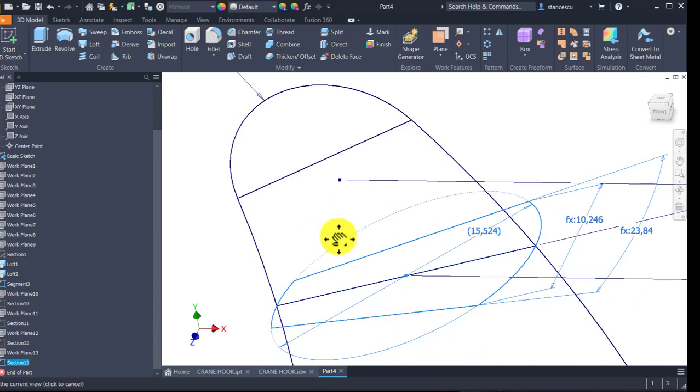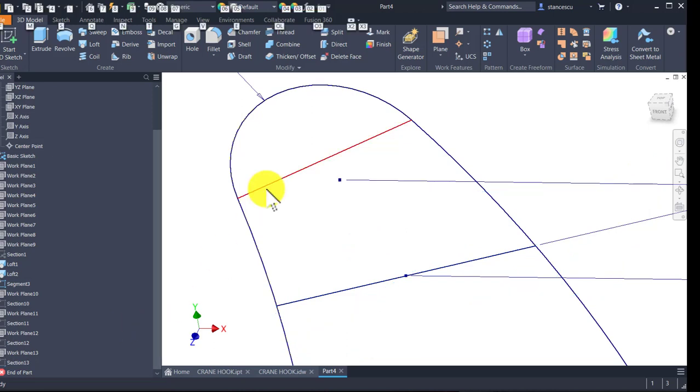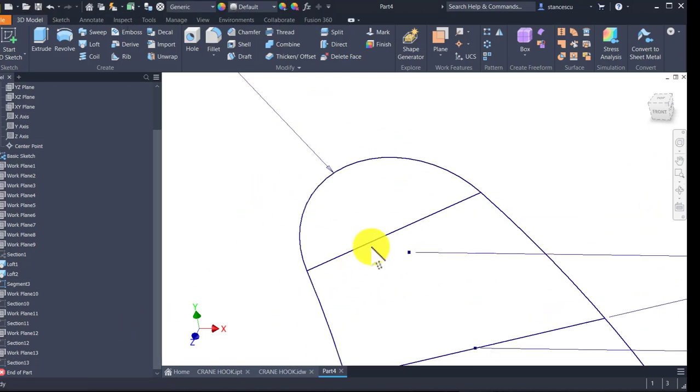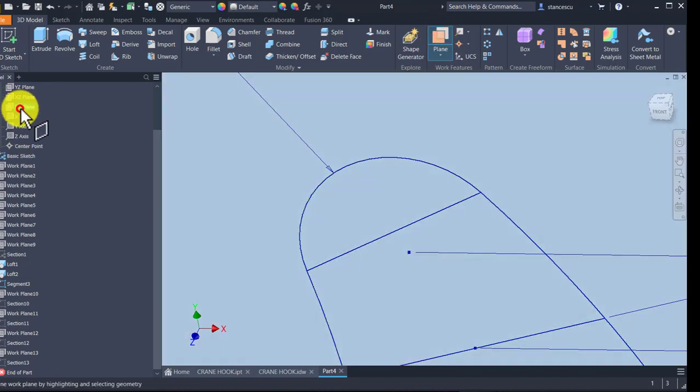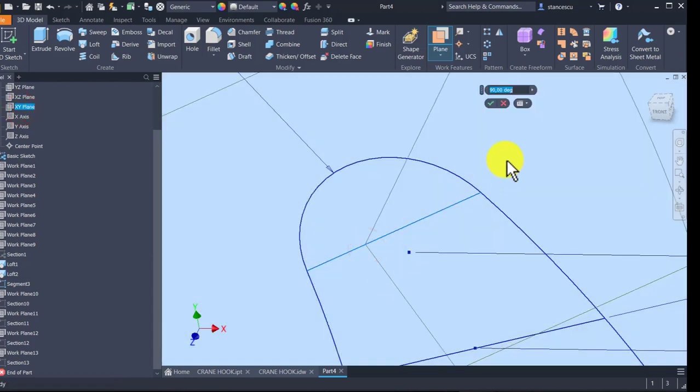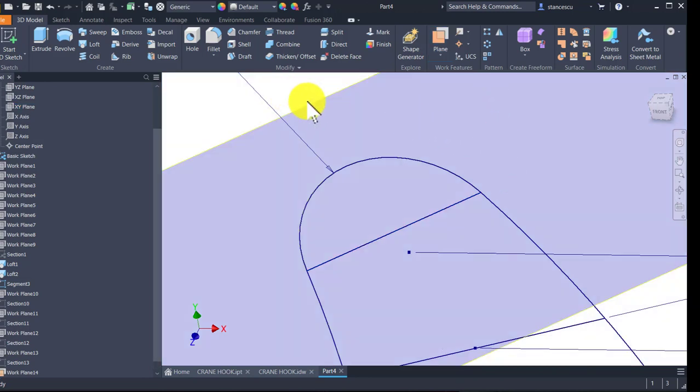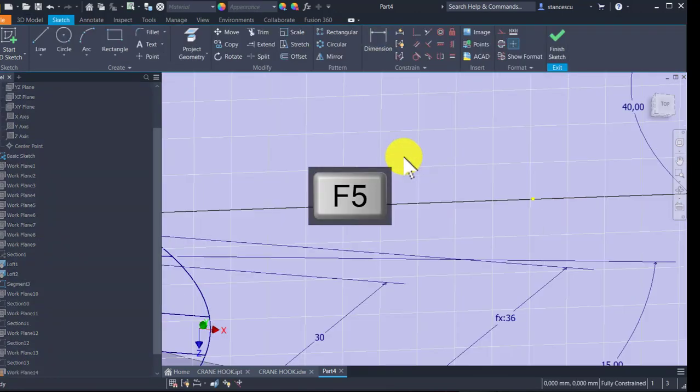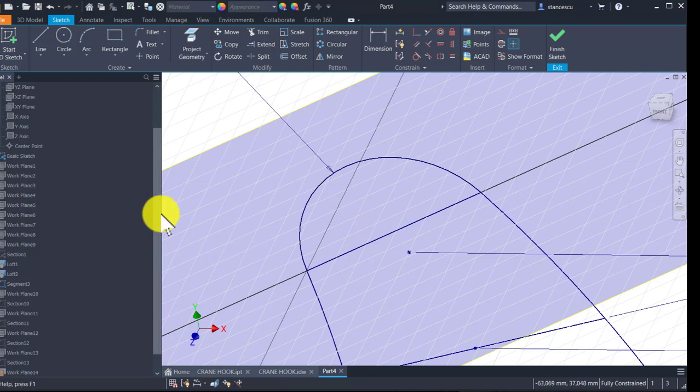then Alt V. The last one, my friends, is this one. XY with this diameter. Okay. Sketch. F5 to go back with the view.